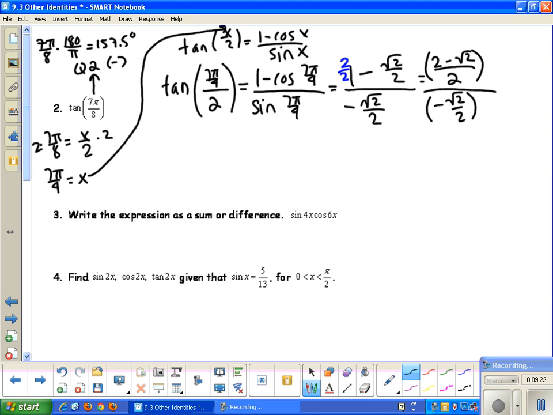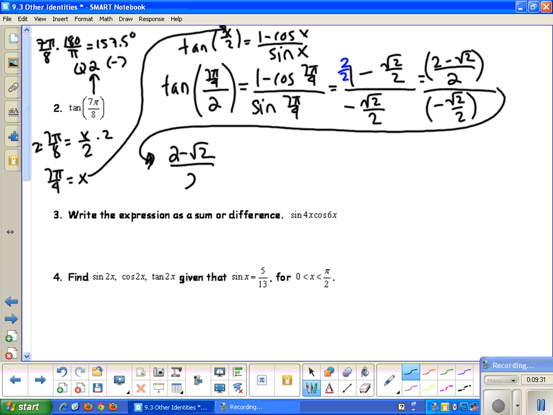And now I have a fraction divided by a fraction. So in order to solve a fraction divided by a fraction, remember you multiply by the reciprocal. So 2 minus root 2 over 2 times the reciprocal of what's in my denominator, so that would be 2 over negative root 2. These end up canceling out. So when I cancel those out, I'm left with 2 minus root 2 over negative root 2.